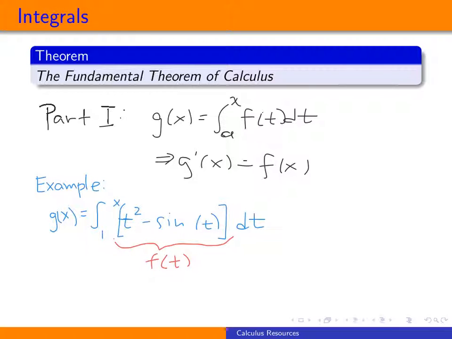So we can apply the fundamental theorem of calculus, part 1, to obtain that g prime of x will be f of x. So everywhere we see a t in f of t, we replace it with an x, and our g prime of x will be x squared minus sine x.